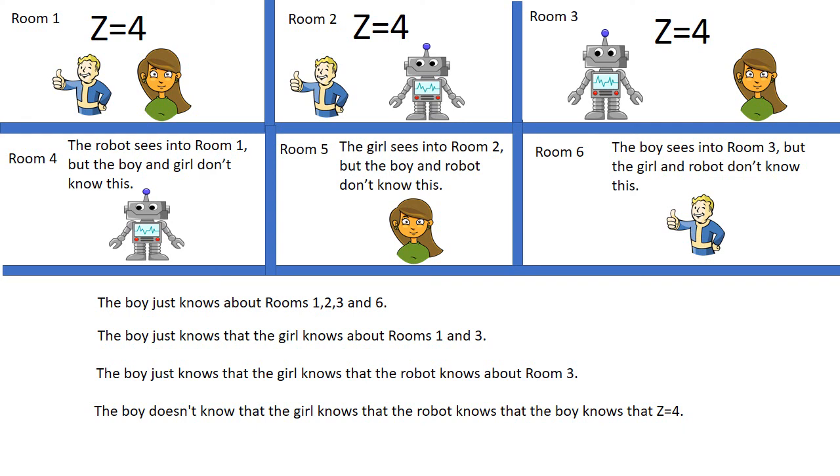So now let's say the boy is trying to figure out what the girl thinks the robot thinks. Well, the boy knows that the girl knows about rooms 1 and 3. But then the boy knows that the girl knows that the robot knows just about room 3. But room 3 is not enough to give you that the boy knows that z equals 4. So z equals 4 is not common knowledge.